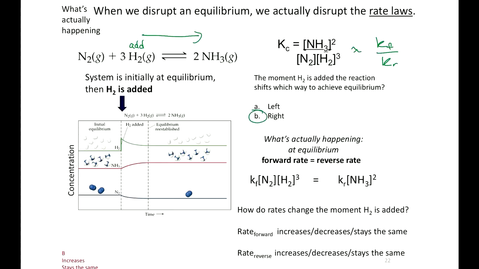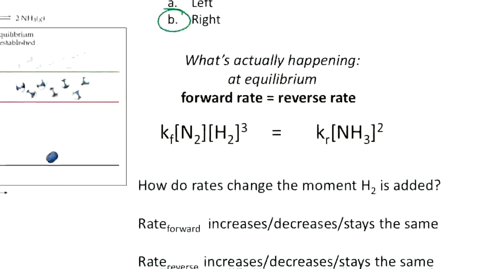But why does it move to the right? The quick and dirty way doesn't do anything about concepts. The reason that the reaction moves to the right the moment we add hydrogen is because we disrupt the rate laws. When we're at equilibrium, this is true: the forward rate equals the reverse rate.